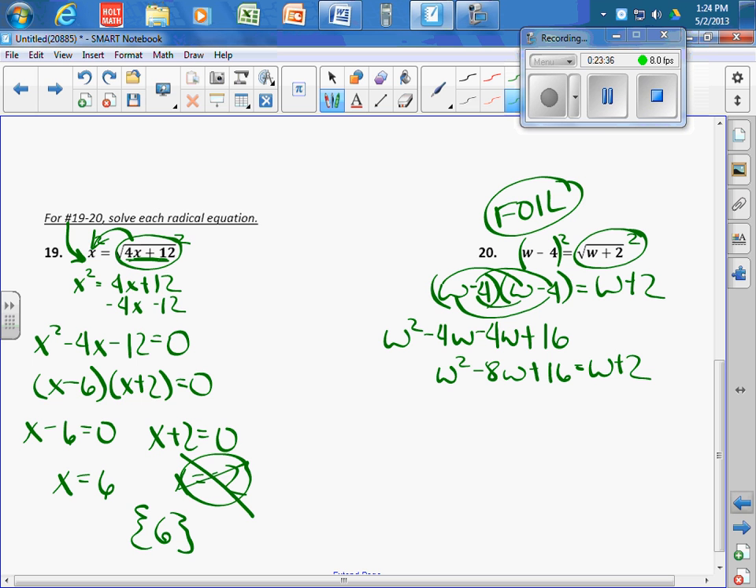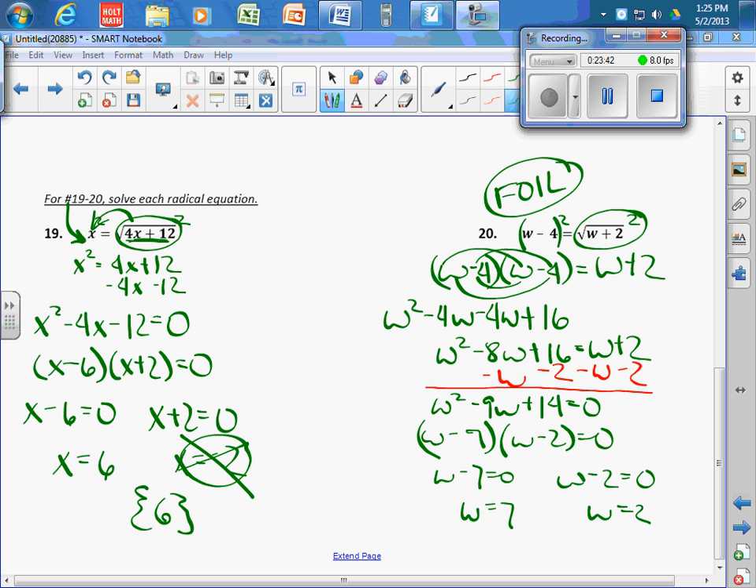Go ahead and solve this one out. Pause the video, and I'll be here when you come back. You should have gotten w is equal to 7 and w is equal to 2. Now, do they both work? Because on your test, you might have only one work, you might have both work, you might have neither one of them work. So you have to check your answers and see if it makes sense or not.